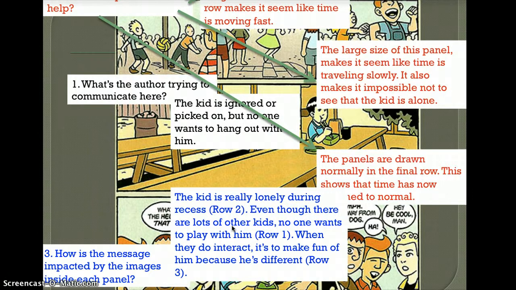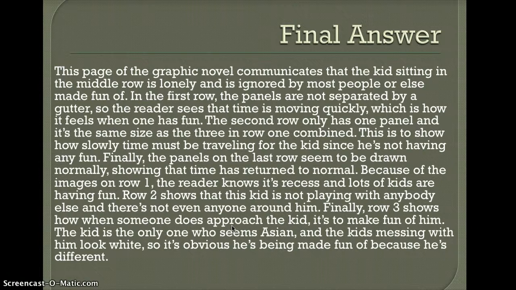And you should be thinking, what I essentially just did is I annotated the layout. And now, because I've annotated the layout, I've interacted with the text, and I can come up with my final answer. Notice how long it is, right? This is essentially a paragraph in and of itself. And my final answer is, this page of the graphic novel communicates that the kid is sitting in the middle row, he's lonely, and is ignored by most people or else made fun of.